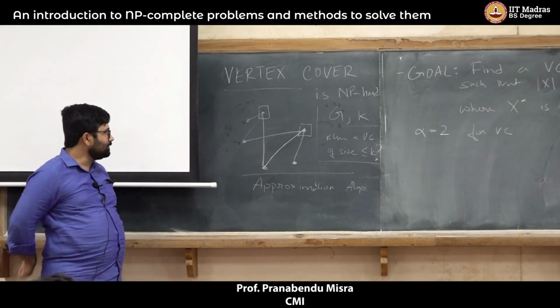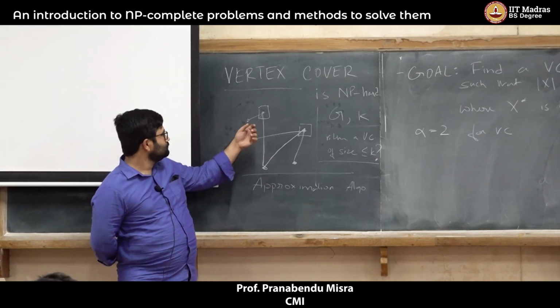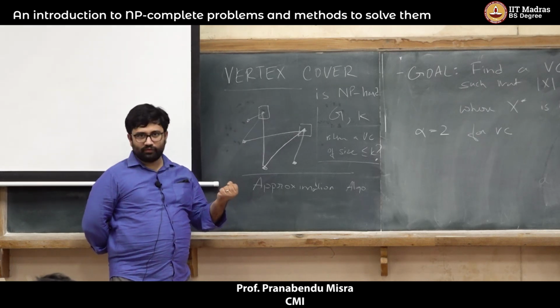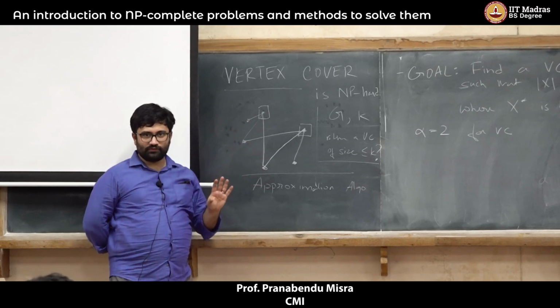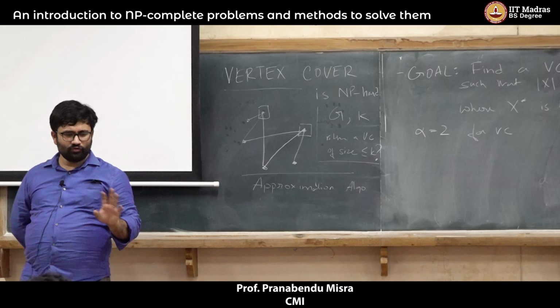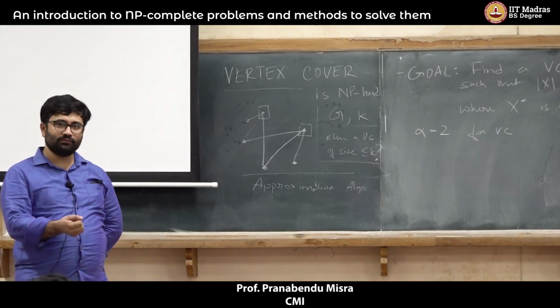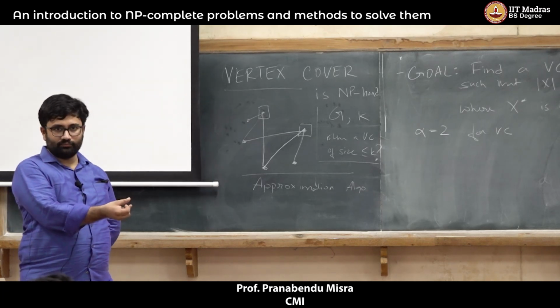Okay, so let me just tell you. What do we want to do? Let's take one edge of the graph. What do we know about this edge? There are these 2 endpoints of this edge, and in any vertex cover, at least one of the 2 endpoints must be there. So why don't I just take both the endpoints? Pick an edge, take both endpoints of that edge, put them in your vertex cover.